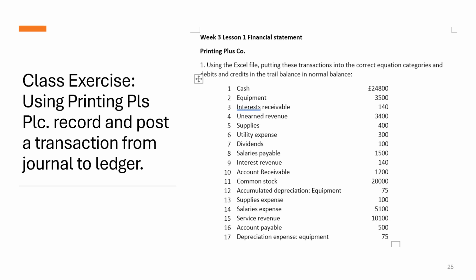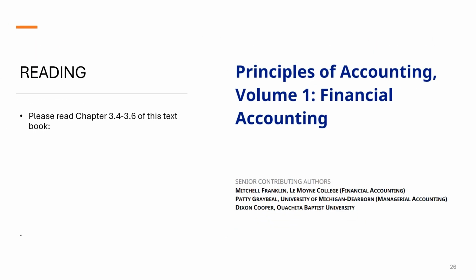The students should record and post all the transactions for a company. This example is Printing Plus Corporation, which comes from the core textbook, and the answer sheet is also attached to the video link. The task uses an Excel file format, so students can practice applying Excel to work on this task. In terms of reading, I give chapter 3.4 to 3.6 of the core textbook.